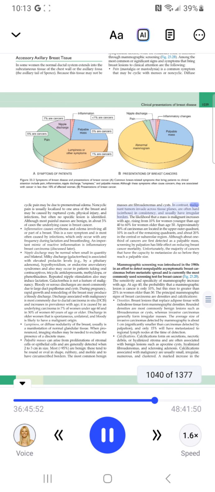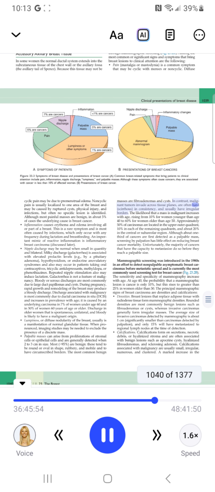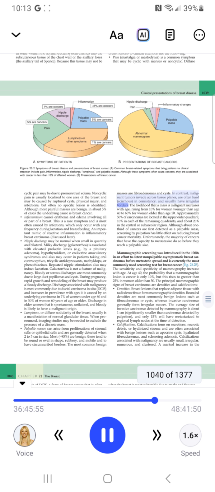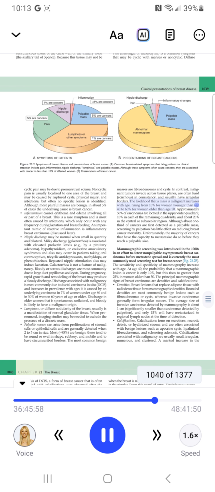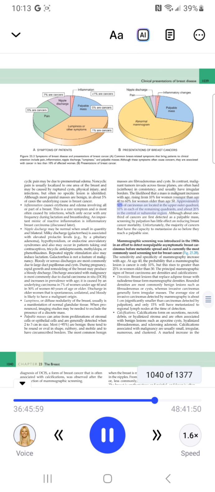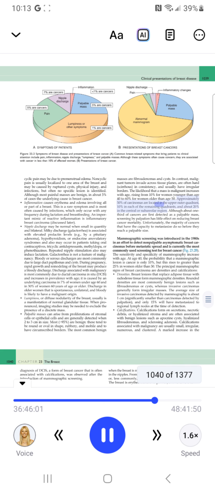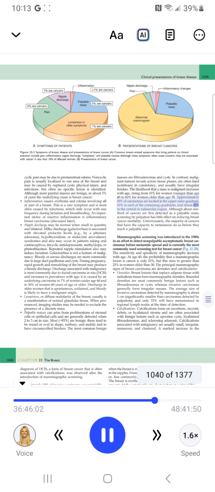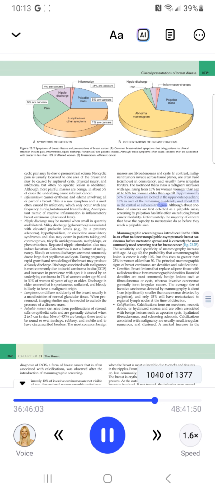In contrast, malignant tumors invade across tissue planes, are often hard in consistency, and usually have irregular borders. The likelihood that a mass is malignant increases with age, rising from 10% for women younger than age 40 to 60% for women older than age 50. Approximately 50% of carcinomas are located in the upper outer quadrant, 10% in each of the remaining quadrants, and about 20% in the central or subareolar region.